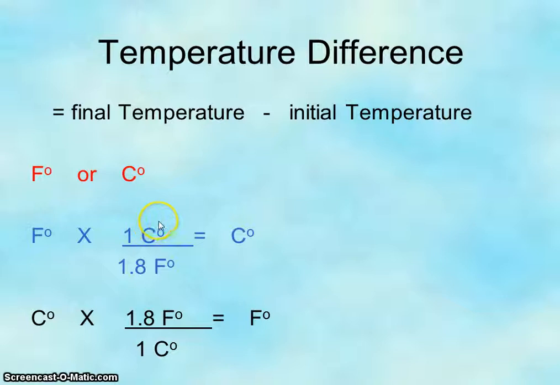Now, how do you know what to put on the top and what to put on the bottom? If you are starting with Fahrenheit degrees, then Fahrenheit degrees goes on the bottom, that 1.8. Another way of looking at it, whichever way helps, if you want to end up with Fahrenheit degrees or Celsius degrees, then that has to go on top. So here, if I have Celsius degrees, Fahrenheit degrees is going to be on top. It's going to be the opposite of what you have there, so that I end up with Fahrenheit degrees.